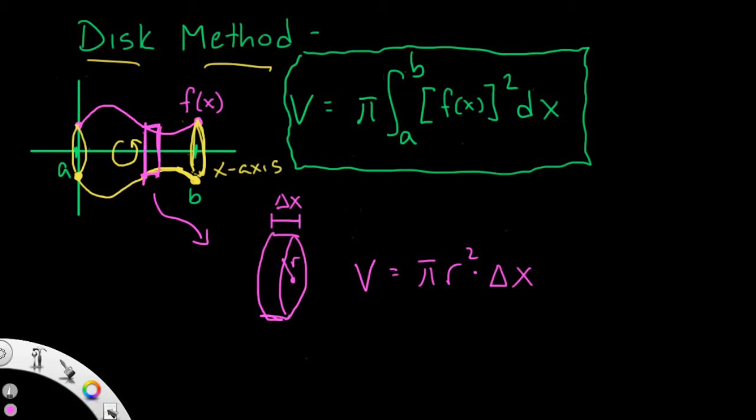Let me change the colors here so you can see them a little better. The pi is, thought I changed colors. Let's try that again.